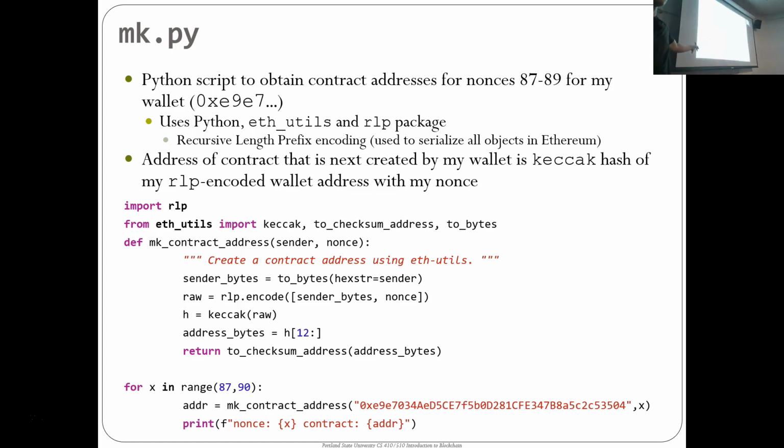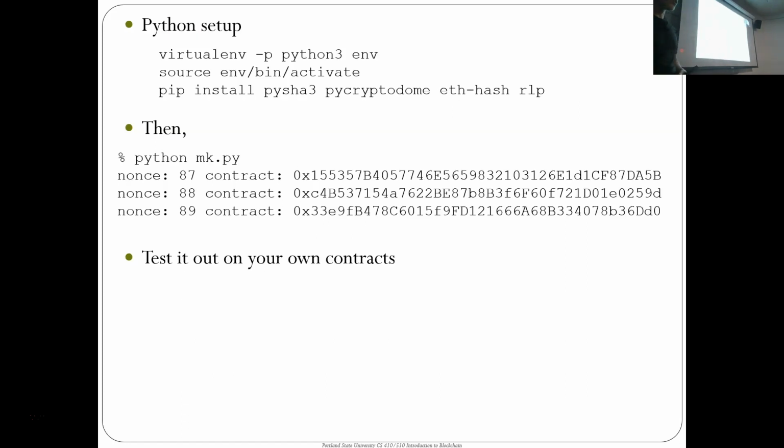Is that clear? Okay. So this is how you run it. You set up a virtual environment, you activate it, and then you install those packages to get the Ethereum utilities, and then you run it. If I run that straight up, it gives me these addresses for these nonces. After you do this for your own wallet address, go back into Etherscan to make sure that you've properly generated the addresses for your wallet. I'm going to show you how I did it for mine. This is what the script emits.